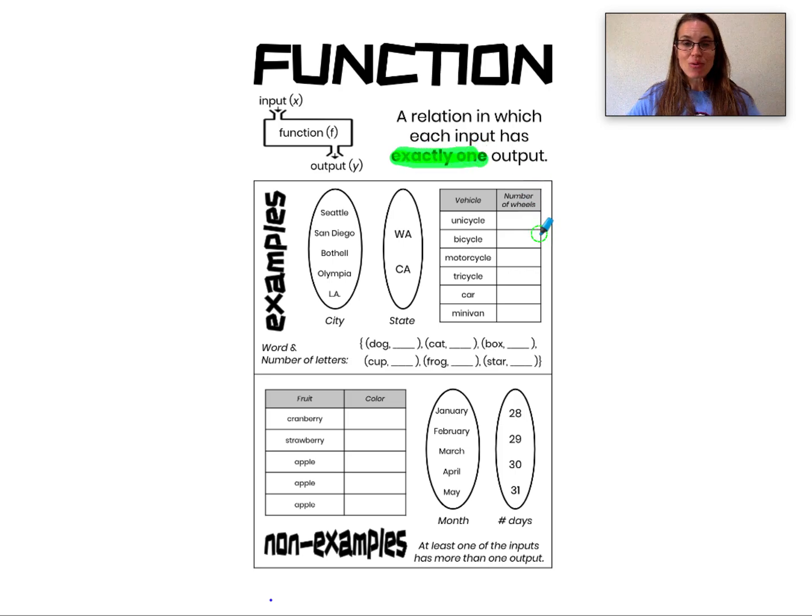I'm highlighting that. I want you to highlight it in your brain. A function is a relation in which each input has exactly one output. It's really common to look at this picture of a function machine to understand what a function is. A function is a machine that takes a particular input, that's our x variable.